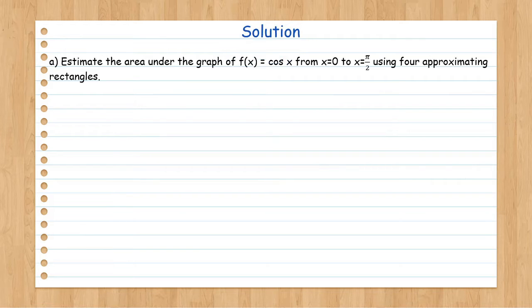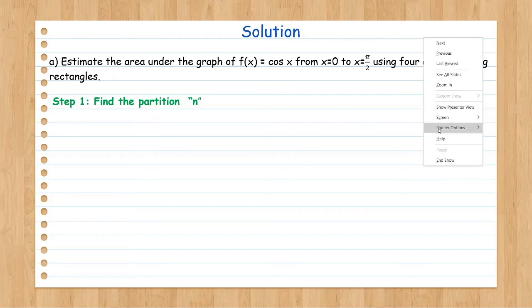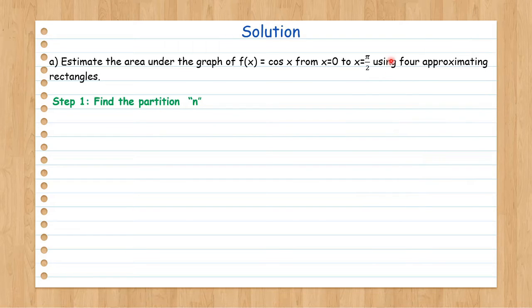Using the steps, the first step would be to find the partition, which is n. From the question we are told that we are required to use 4 approximating rectangles, and therefore, since there are 4 approximations, the partition is 4. There are 4 partitions, therefore n is equal to 4.